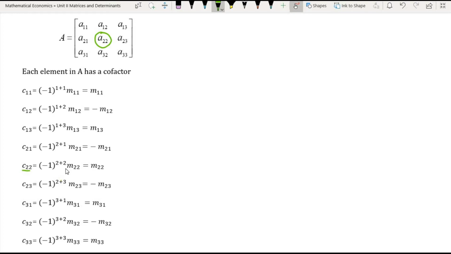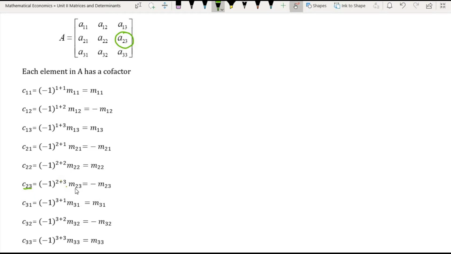The cofactor of the element A22, which is denoted by C22, is equal to -1 to the power 2 plus 2 times the minor of the element A22. The element A22 is present in the second row and second column. Since its sum is equal to an even number, therefore the cofactor of the element A22 is equal to its minor M22.